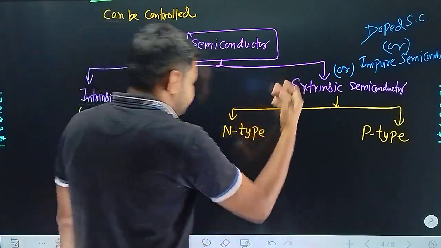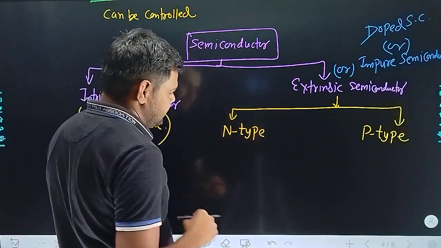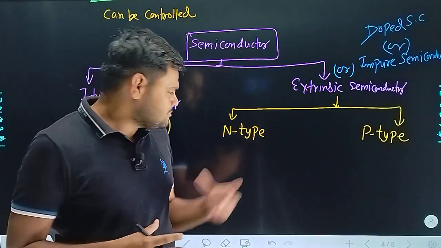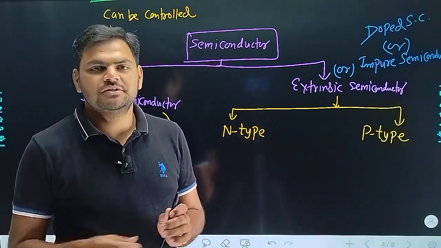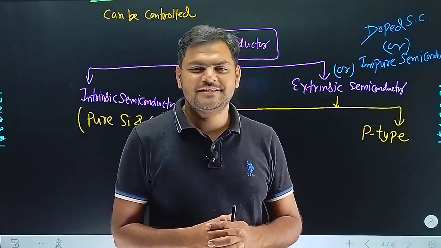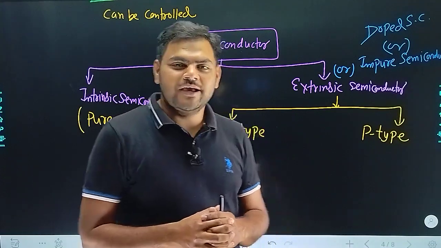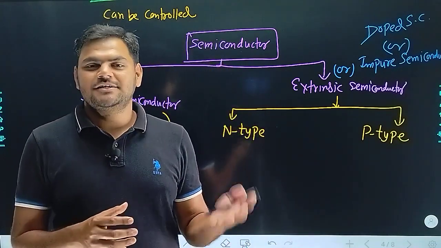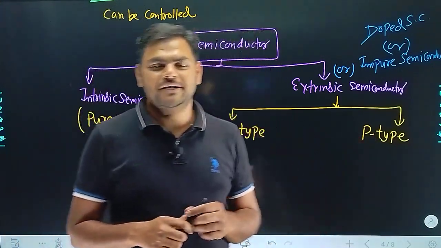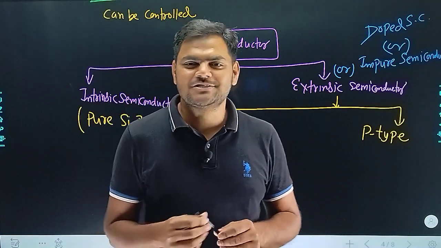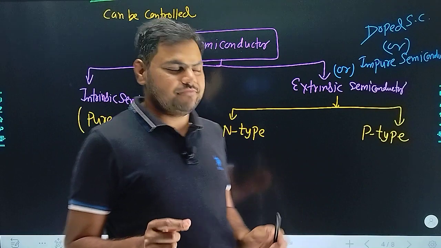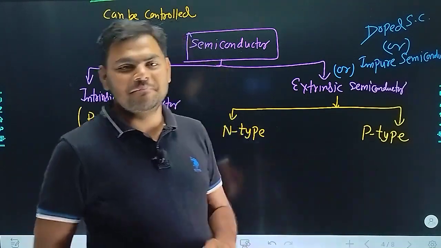So what is N-type semiconductor? N stands for negative and P stands for positive. N-type semiconductor is a semiconductor in which negative charge carriers are the majority, which means electrons are the majority, and the other type of charge carrier, the hole, is in the minority. P stands for positive, so holes are the positive charge carriers and holes are the majority in P-type semiconductor, and electrons are the minority here.